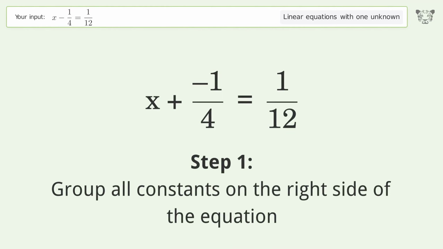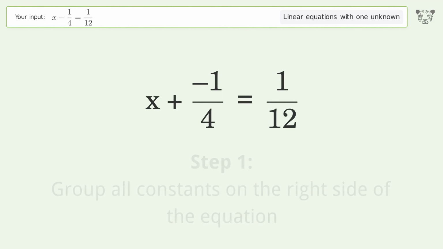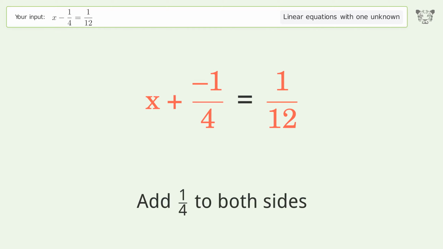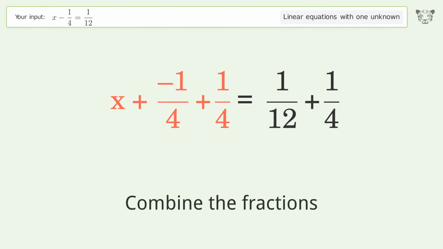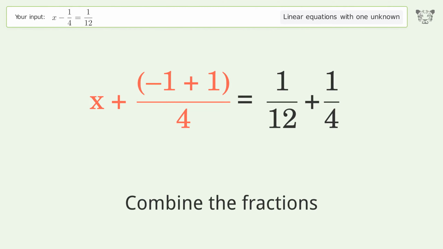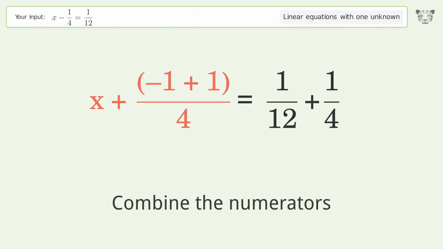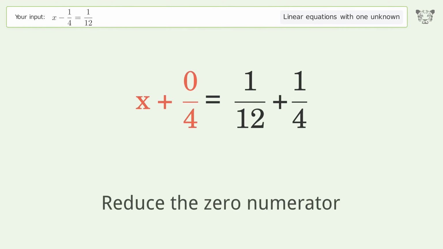Group all constants on the right side of the equation. Add 1 over 4 to both sides. Combine the fractions. Combine the numerators. Reduce the zero numerator.